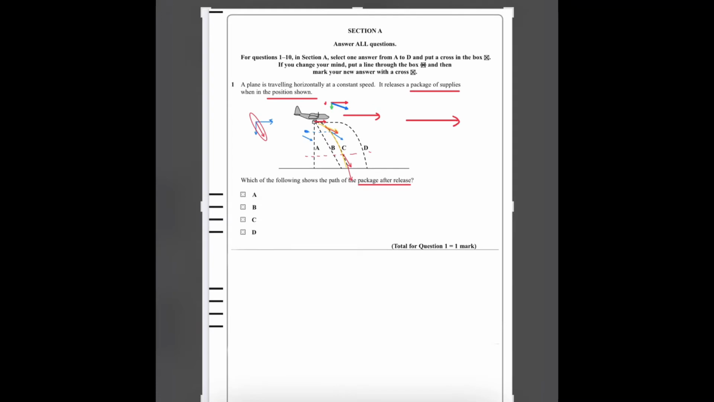It is basically because the horizontal component is slowly decreasing due to air resistance, and the vertical component of the velocity is increasing due to the force of gravity. So the answer to this question is C.